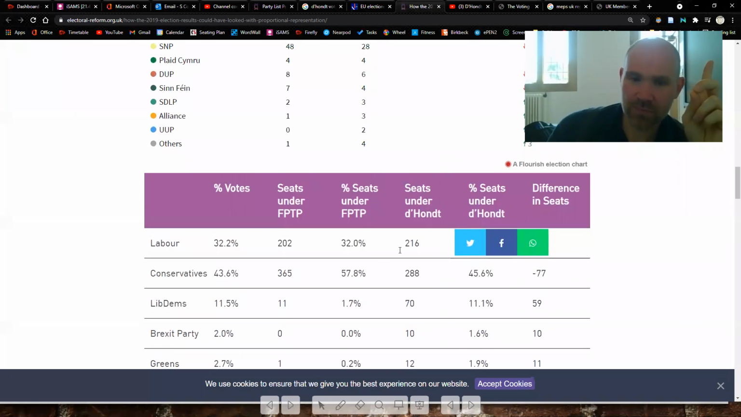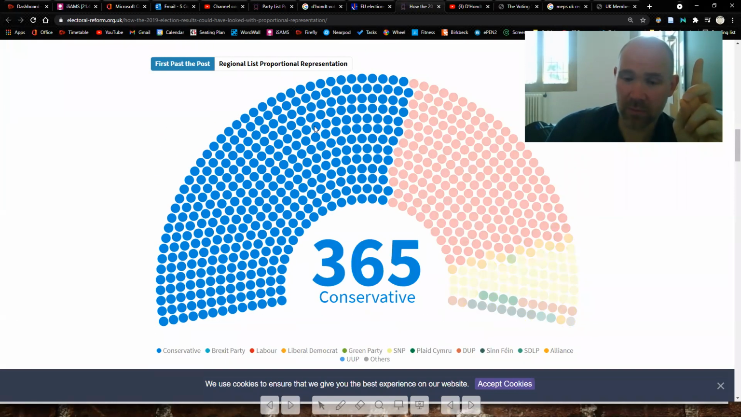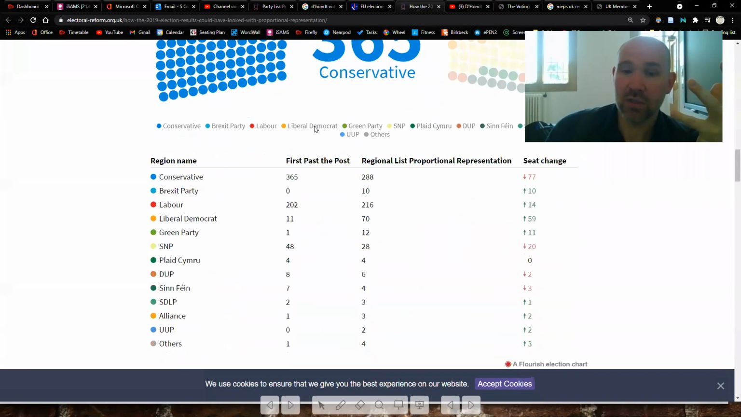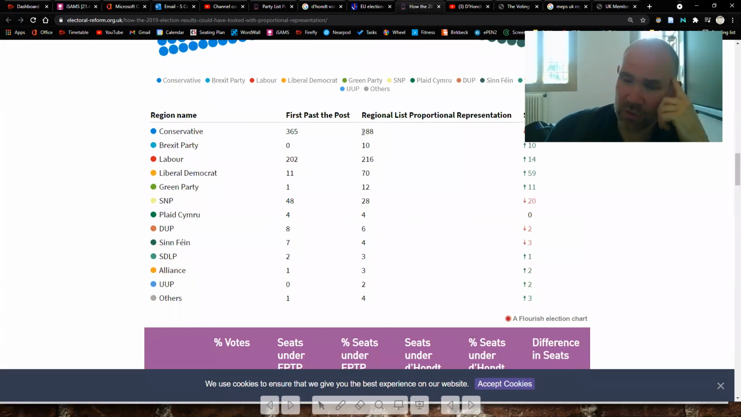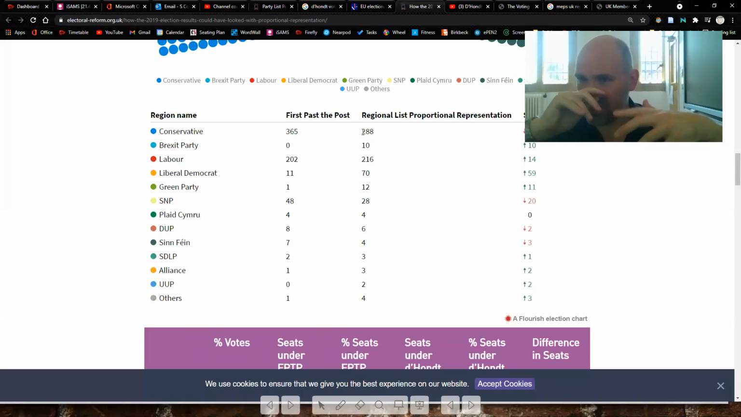But of course, this means that the Conservatives go from having a majority in Parliament, 365, to not having a majority in Parliament, 288. Now, this might come to an advantage or a disadvantage, your choice. We no longer have one party that can govern this country. Now, is that good? Yes, because why should one party get more than 50% of the seats and 100% of the control if they didn't get 50% of the vote?